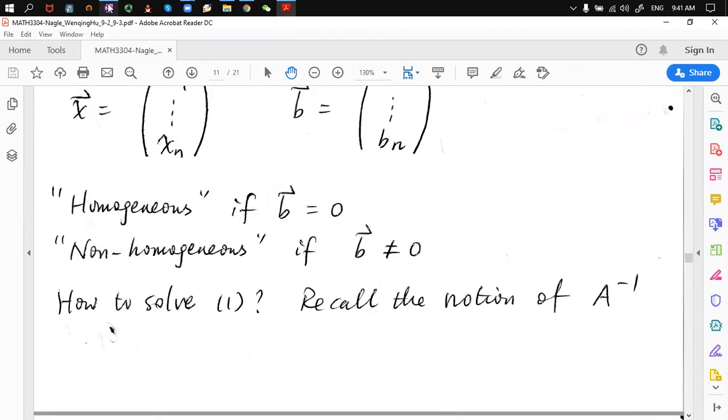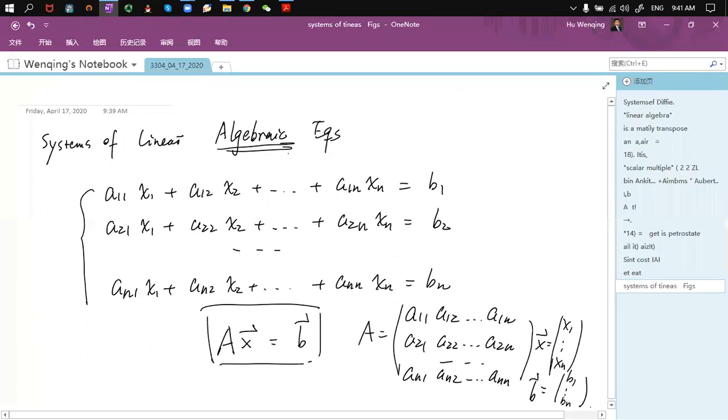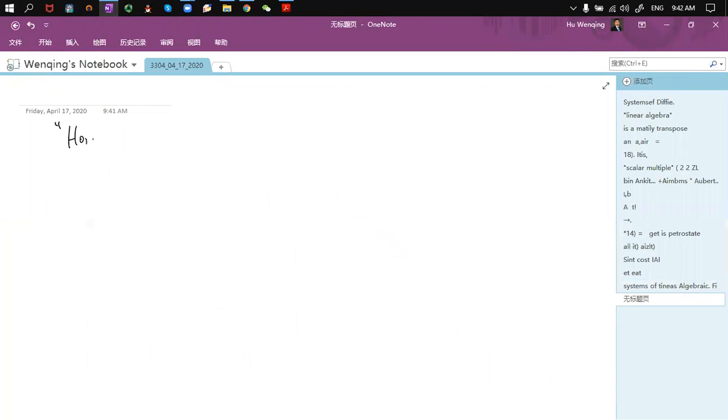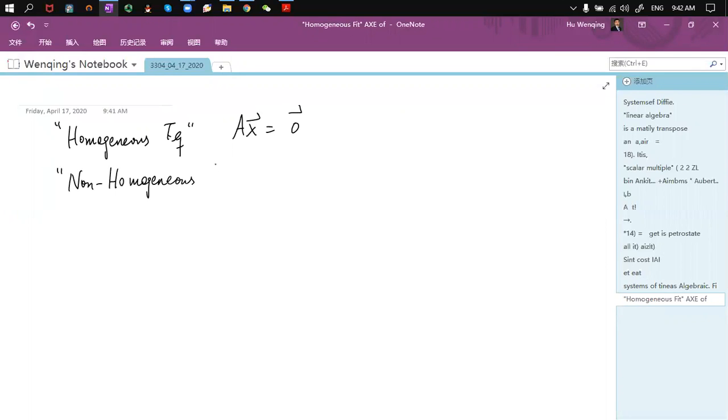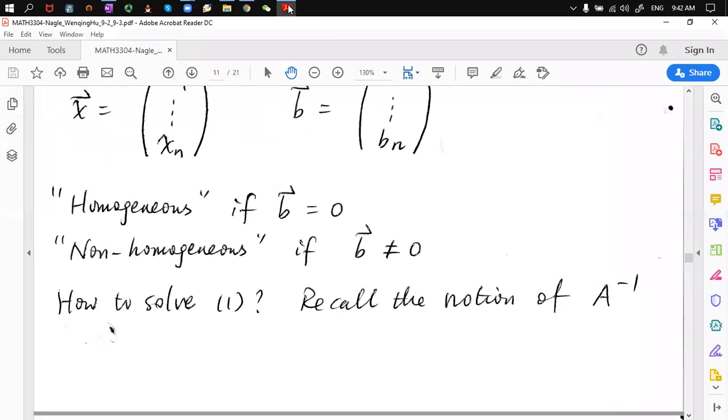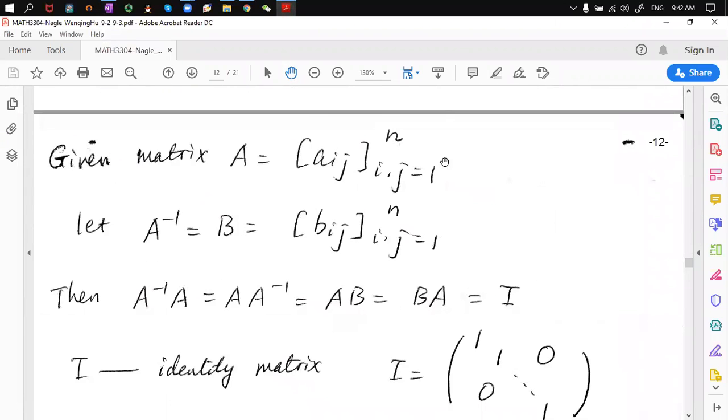For example, this is like a differential equation, but now it's algebraic. If the right-hand side is 0, we say it's homogeneous. So the homogeneous equation has the form AX is equal to 0. The non-homogeneous equation is simply AX equal to B, where B is not equal to 0. If homogeneous, we say AX is equal to 0. So that's the definition of homogeneous and non-homogeneous equations.